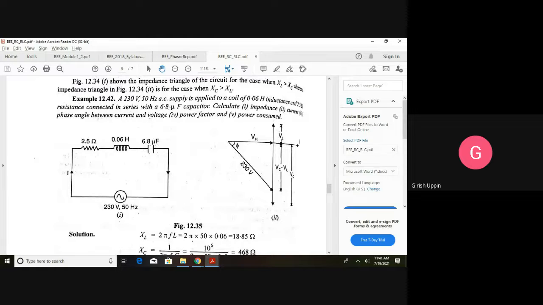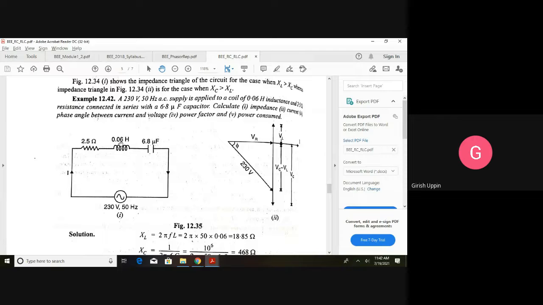A 230 volt 50 hertz AC supply. Okay, RMS value of the voltage V is given, F is 50 hertz. To a coil of L given as 0.06 Henry and 2.5 ohm resistance, and 6.8 microfarad capacitance. Calculate impedance. So Z is equal to the square root of R squared plus (XL minus XC) squared. Current we have to find. Phase angle between current and voltage, that is phi. Power factor cos phi. Power consumed P is equal to VI cos phi.